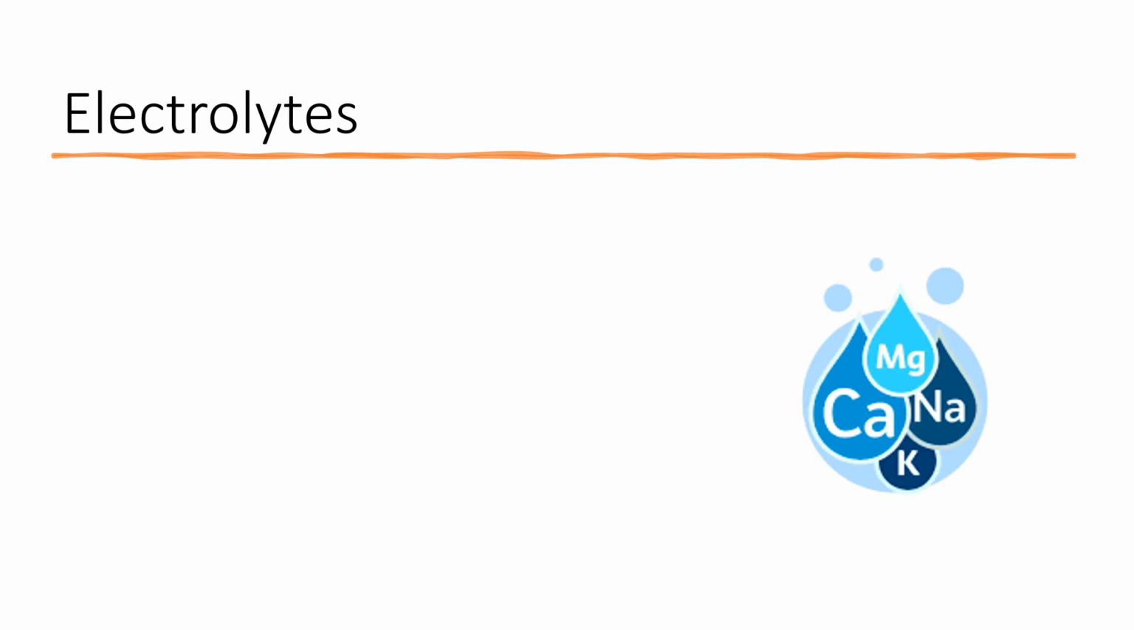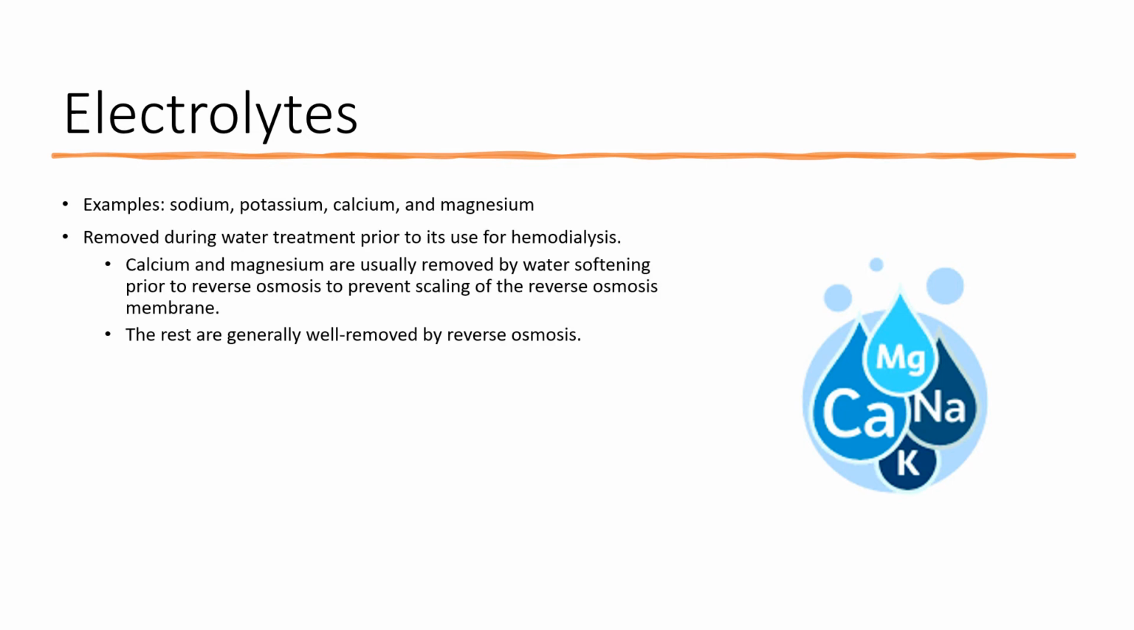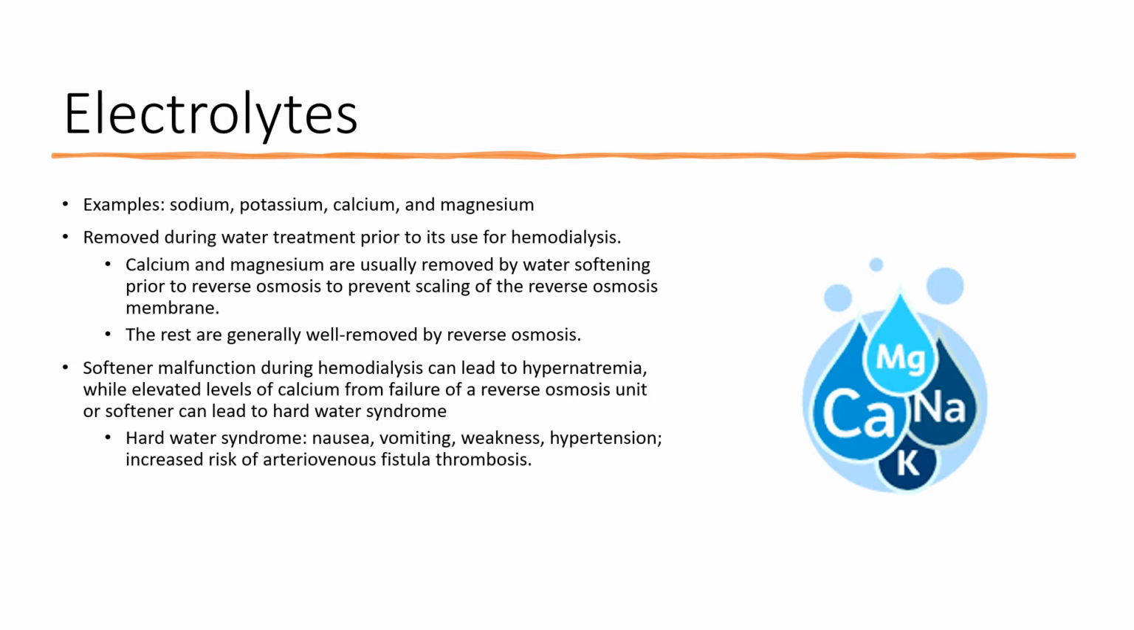Even commonly occurring electrolytes can contaminate water. So these include things like sodium, potassium, calcium, and magnesium. Basically, they're removed during the water treatment prior to its use for dialysis. Recall that calcium and magnesium are usually removed by the water softener prior to the reverse osmosis membrane. Reverse osmosis membrane also removes them, but if you don't remove them by the water softener, you can develop scaling of the membrane, which shortens its lifespan. And the rest are generally removed by reverse osmosis.